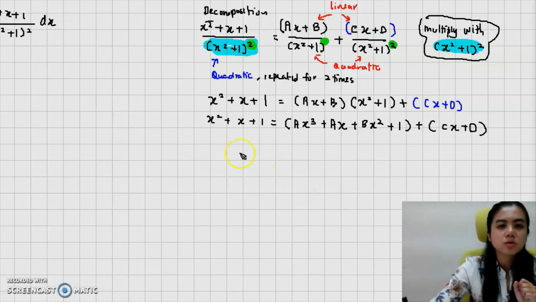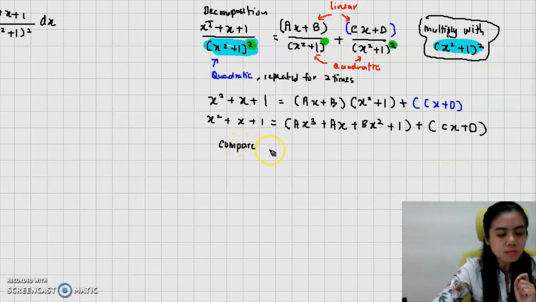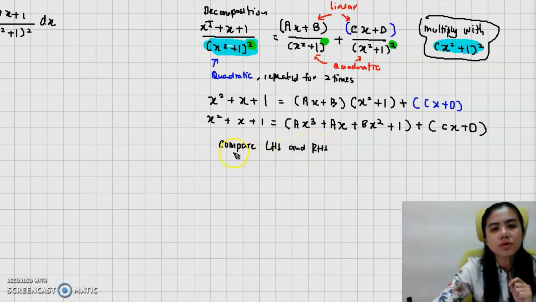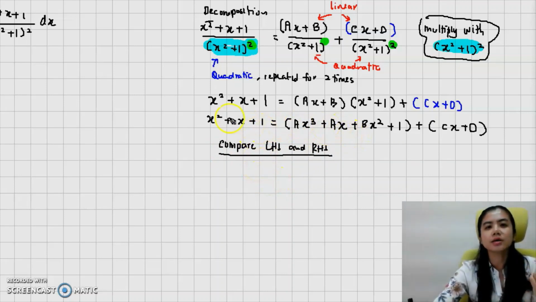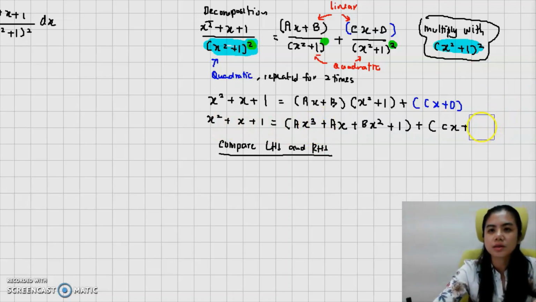So let's just do the comparison. We're going to compare the left and compare the right. We're going to do the same thing again, starting from the highest power that you can see in here. The highest power that you can see, of course, is x power 3. That's coming from the right hand side, this is a. Alright, so the highest power that you can see is x power 3.